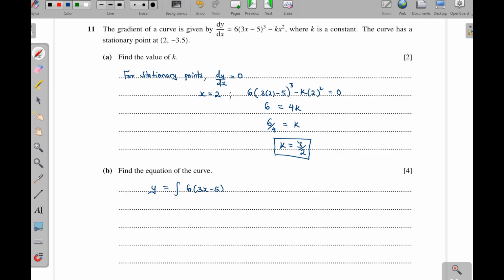So to go back to the equation of the curve, you have to integrate what was differentiated. You see that? So we integrate this one here. But I'm going to replace the k with the 3 over 2, okay, of x squared here. And then with respect to x, increase the power by 1. So I will have 3x minus 5, then to the power of 4. I will divide by that new power, then times the derivative of this one here, which is a 3.